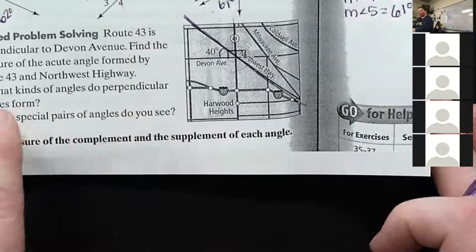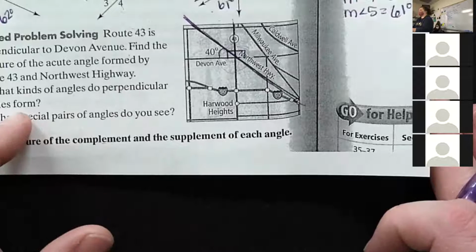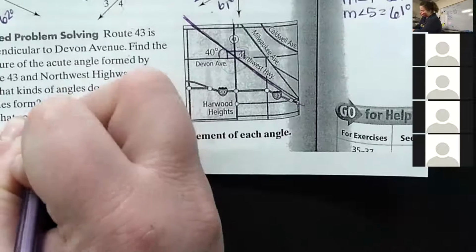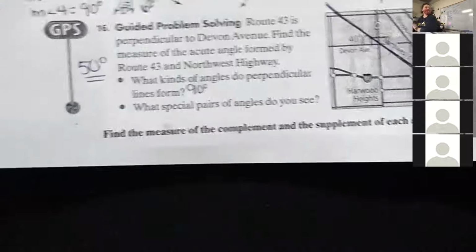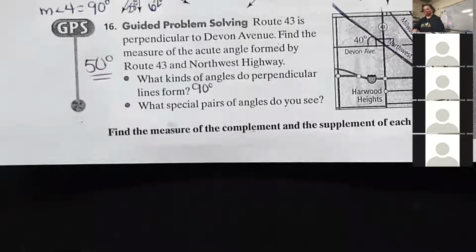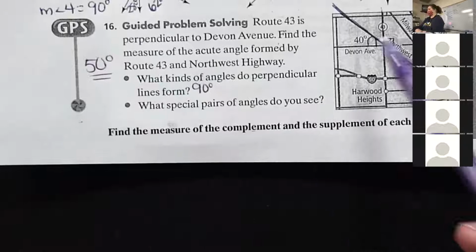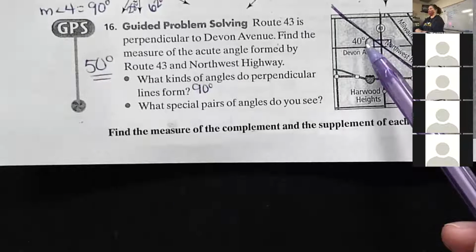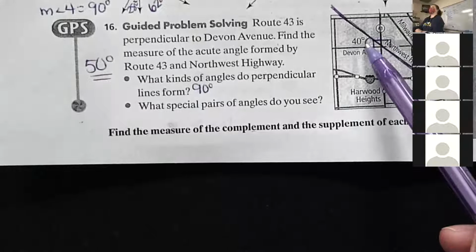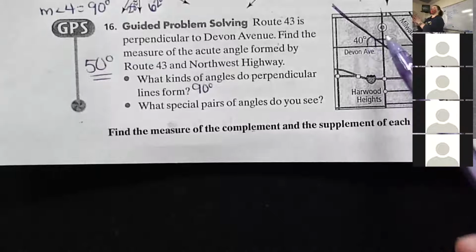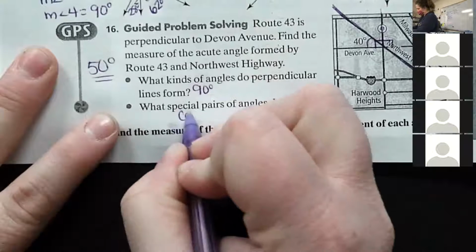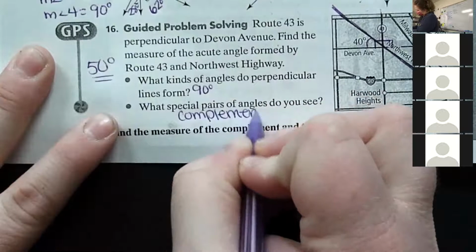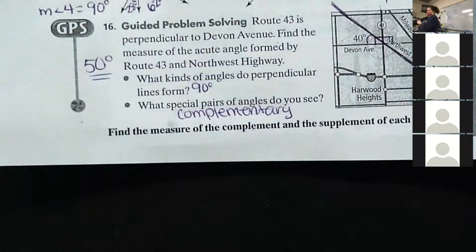What kind of angles do perpendicular lines form? We answered that right away. 90-degree angles, right? I forgot what perpendicular was. Perpendicular means they form a 90-degree angle. What special angles do you see? When I put these two together, they form a 90, so what's that called? A right, but if there's two of them that form a 90, they're what? Complementary. That's that special word, complementary angles.